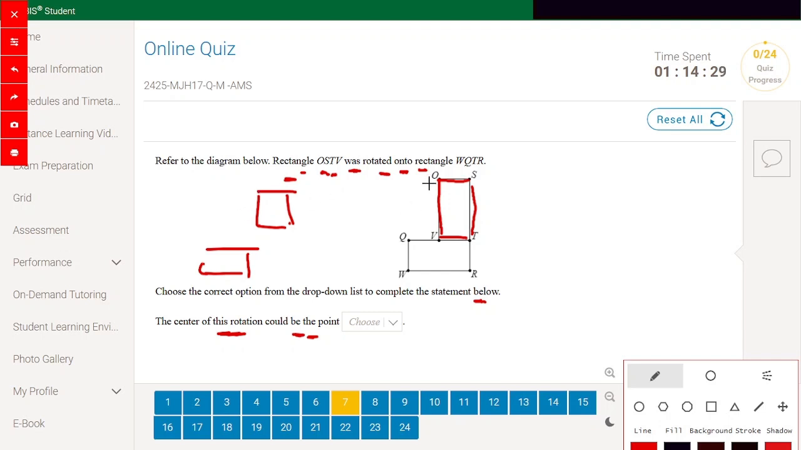Imagine that O we will make to be W, and S will put it here, and V will be R, and T will be the same. So we are rotating through point T. So the center of rotation is point T. So here the answer is point T.